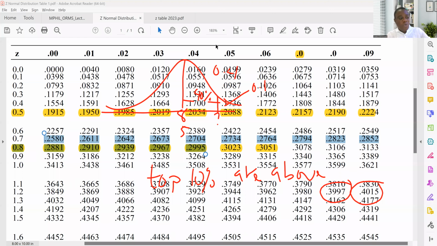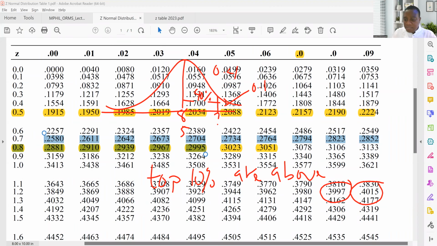Which one is closest to 0.4? Okay, I'm getting some answers here. It is 0.3997 according to Dorothy, and that's true. 0.3997 is closer to 0.4 than 0.4015. The 0.4015 would have needed to be 0.4000 to be exactly closer to 0.4.